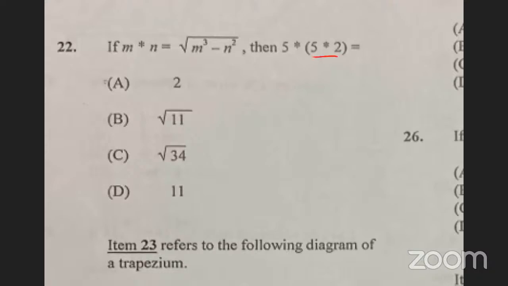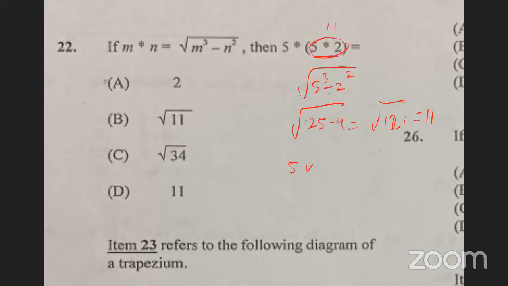Right, 5 star 2. So you had to work out 5 star 2 first. You have to be careful here. So this is the square root of 5 cubed minus 2 squared. So that's 125 minus 4, which is root 121, which is 11. So this whole value here is 11.